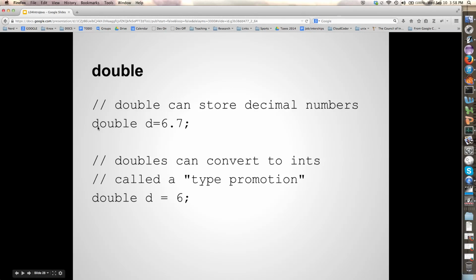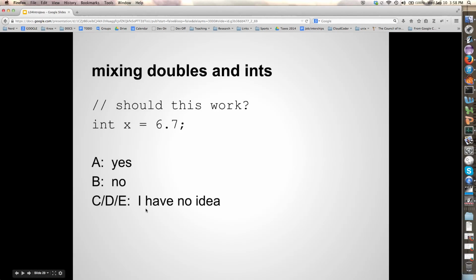Double works the same way. We've got a double, we're going to call it d, and we're going to assign it 6.7. Now a double can actually convert an integer to a double. This is called a promotion. So we can say double d is assigned 6, and this will take 6 and convert it to 6.0 and make it the value.